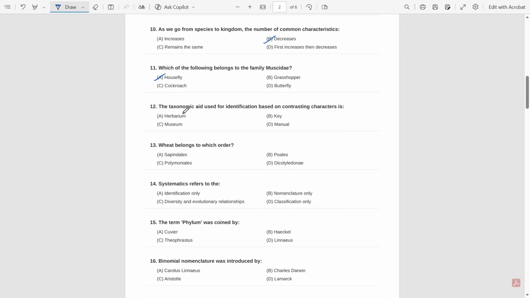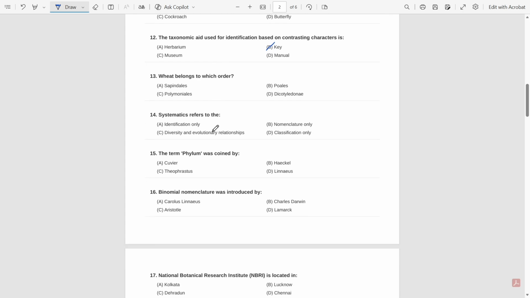12. The taxonomic aid used for identification based on contrasting characters is A. Herbarium. B. Key. C. Museum. D. Manual. The answer is B. Why? Taxonomic keys use couplets, contrasting traits, to narrow down identity.